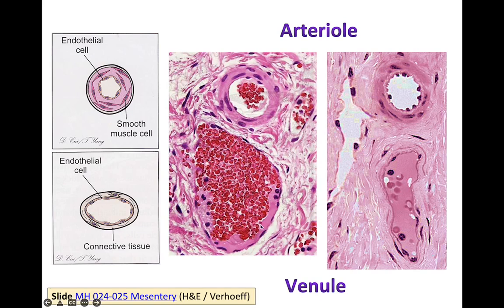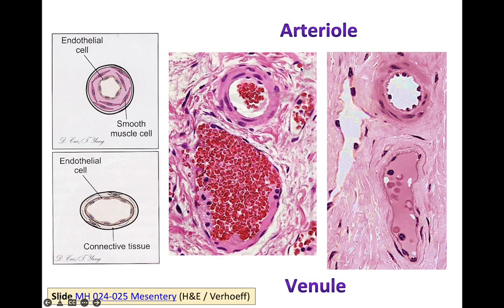As you see, the venule has a large lumen and it's irregular and collapsed, but the arteriole has a well-demarcated rounded lumen, and the diameter of the lumen is almost equal to the width of the wall thickness. So this is a venule. It's composed of only the endothelium and connective tissue.